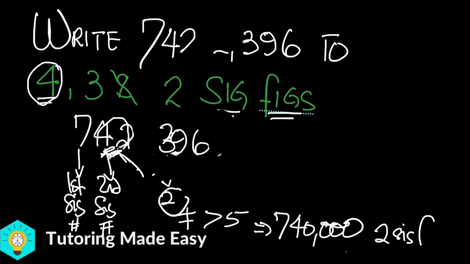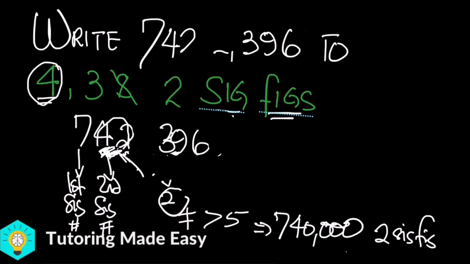And that is two significant figures. Because this number here is a second significant number, but the number after it is not greater than 5. So we're not going to do anything to that. And that gives us 740,000. Let's take a look at maybe another example to clarify things.